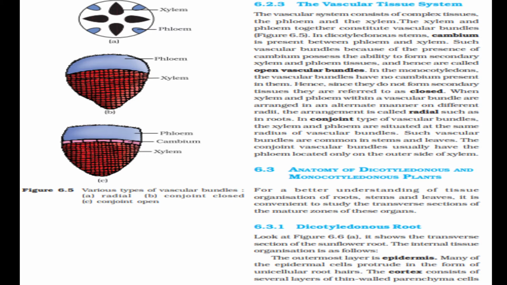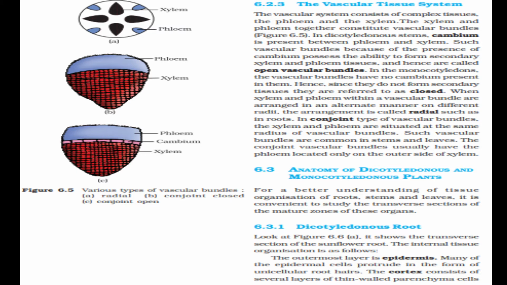In the monocotyledons, the vascular bundles have no cambium present in them. Hence, since they do not form secondary tissues, they are referred to as closed. When xylem and phloem within a vascular bundle are arranged in an alternate manner on different radii, the arrangement is called radial, such as in roots. In conjoined type of vascular bundles, the xylem and phloem are situated at the same radius of vascular bundles. Such vascular bundles are common in stems and leaves. The conjoined vascular bundles usually have the phloem located only on the outer side of xylem.